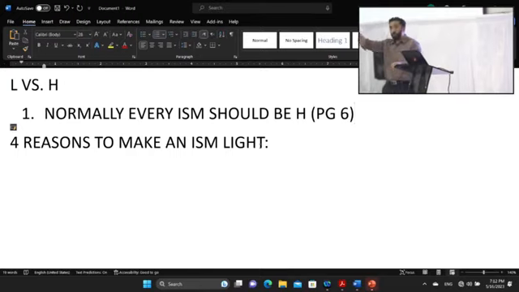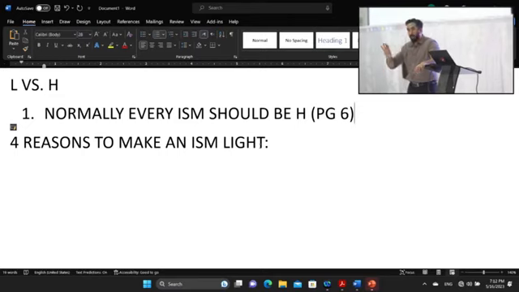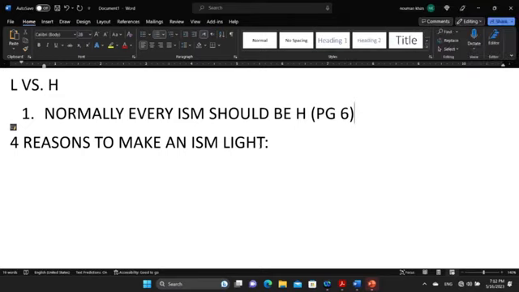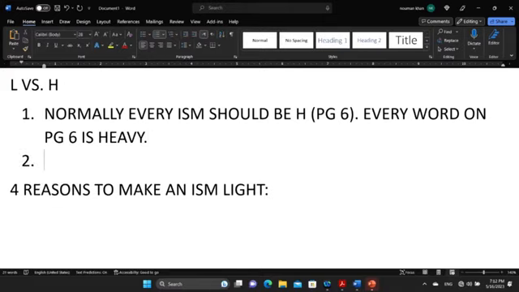Whether it's the first chart or the second chart or even the third chart we didn't cover, every word there on page 6 is heavy. Every word on page 6 is heavy. Maybe you should even write that down. I know, grammar, I know. Every word on page 6 is what? Heavy. Second.